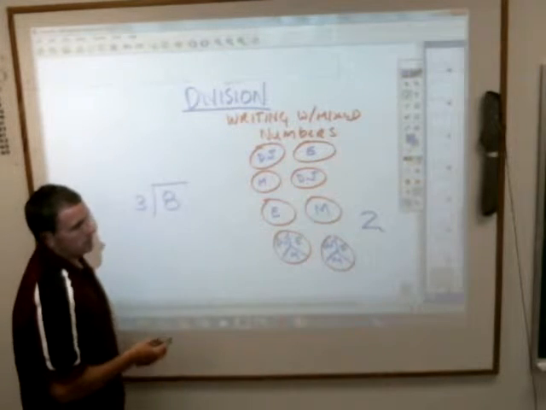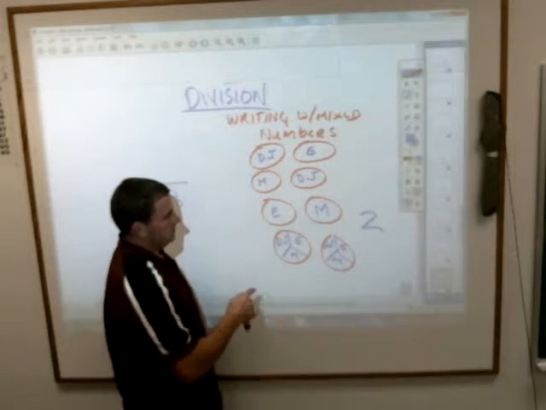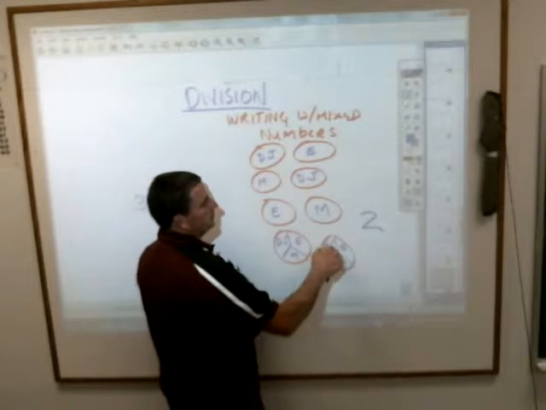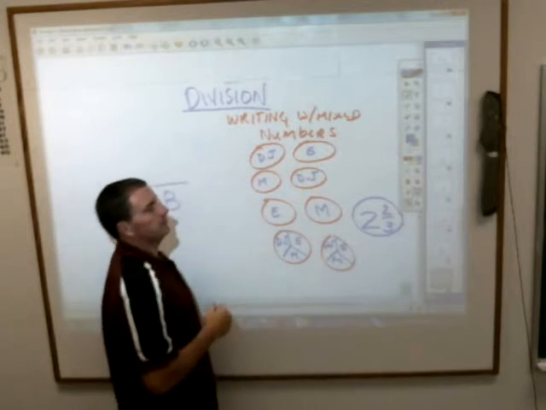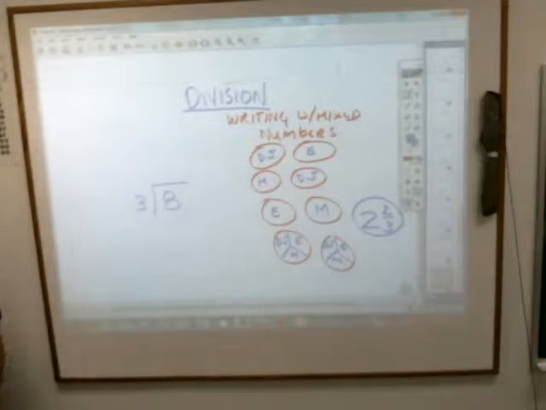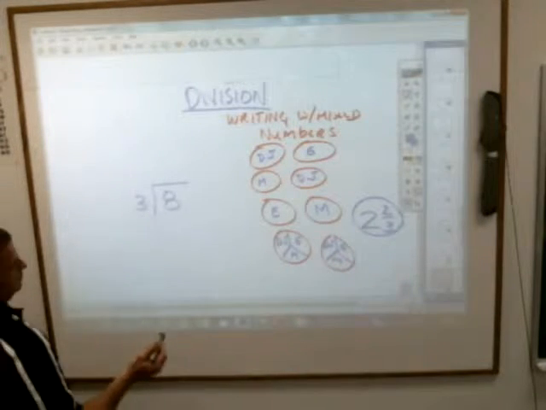And how much of another one? They each get 1/3, 2/3. Okay, so there's our division problem with the fraction instead of writing a remainder of 2, which means nothing to anybody. You can't give somebody a remainder 2 of a cookie. Okay, it's 2 and 2/3.